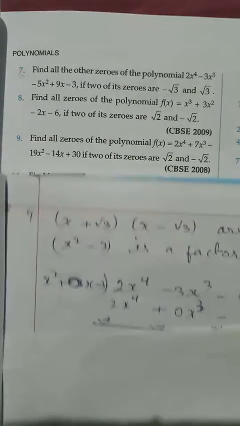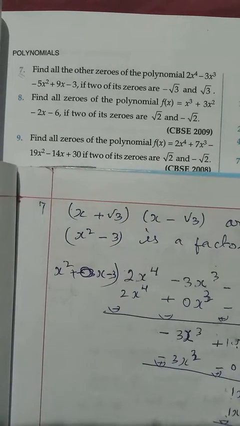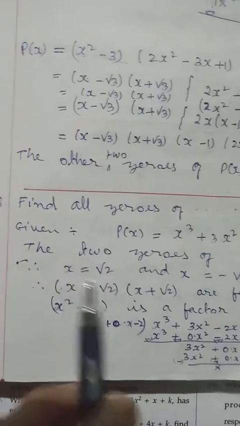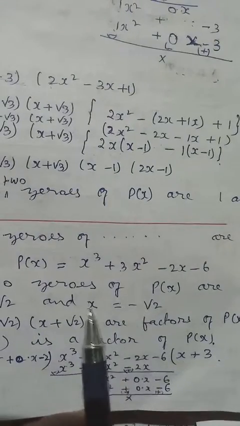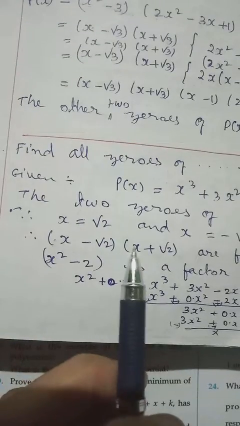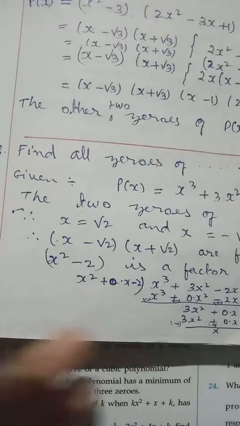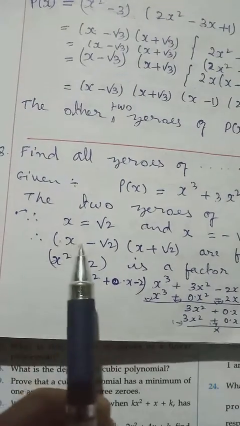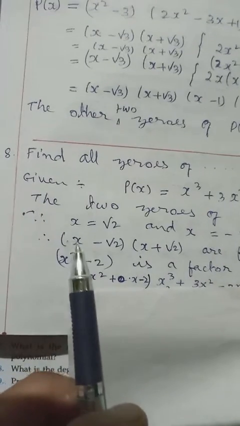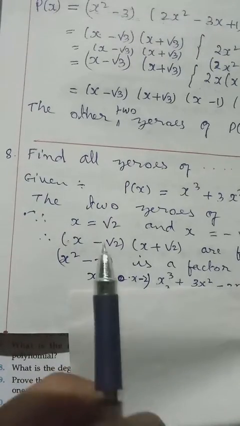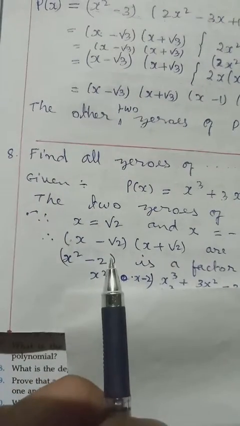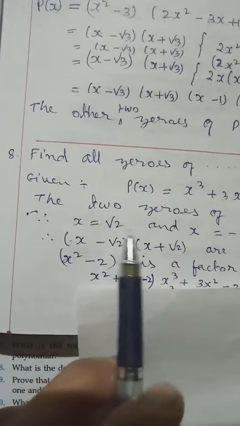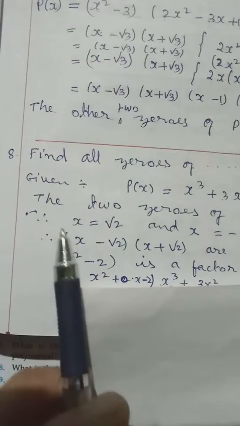Since root 2 and minus root 2 are the zeros of f(x), we can put it this way: x = root 2, so it is plus, if I take it to the other side it becomes minus, and here we have minus, if you take it to the other side it becomes plus. They will be the factors of f(x). But if I divide one after the other, it'll take time. So to make it a shortcut, we can multiply these two. Then you can see here we have (x - root 2)(x + root 2). So we can apply the formula (a - b)(a + b), which comes as a square minus b square. So x into x, x square. Root 2 square, the square and square root get cancelled, we are left with 2.